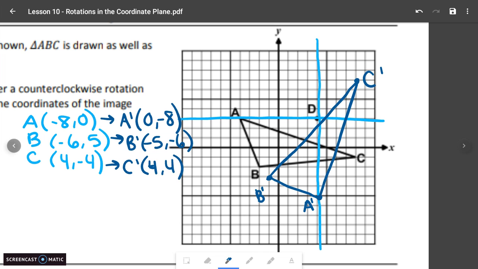Oh, wait 1 second. I forgot. I counted one spot wrong here. This was actually a -5, which will make that a +5. So we're going to move B prime. Sorry about that. Just noticed that they were not in the same order. So +5 and then -6. That looks much better. And so that's our new points.